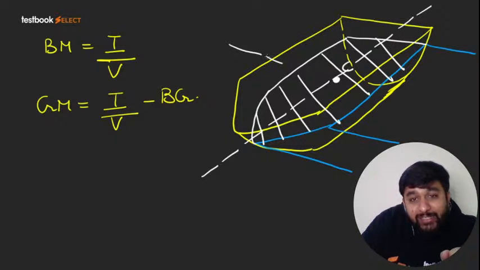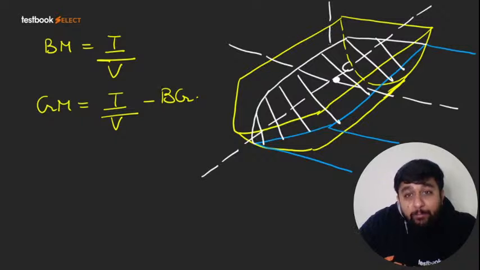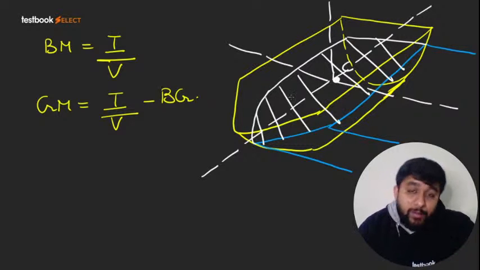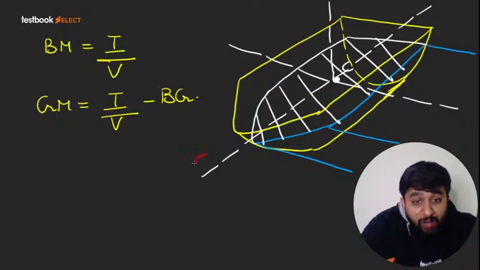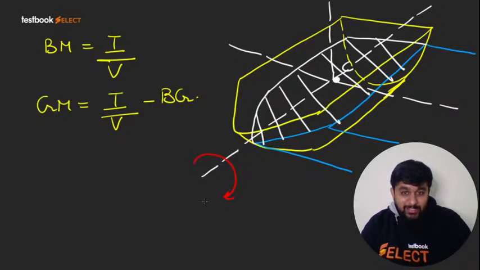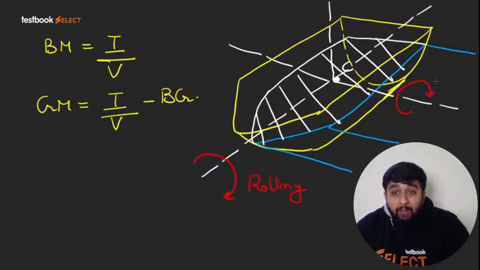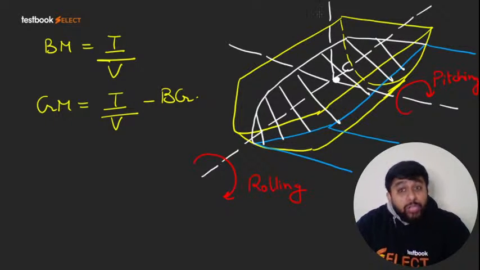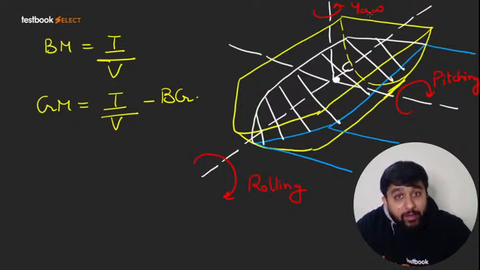One is perpendicular to it but horizontal, and one is perpendicular to it and vertical. The rotation of the body about this axis is called rolling. इसको क्या बोलते हैं? Rolling बोलते हैं. Rotation of the ship about this axis is called pitching. And rotation of the ship about this axis is called yawing.